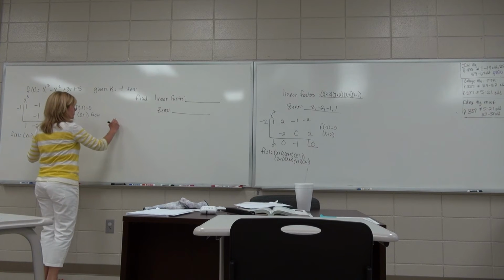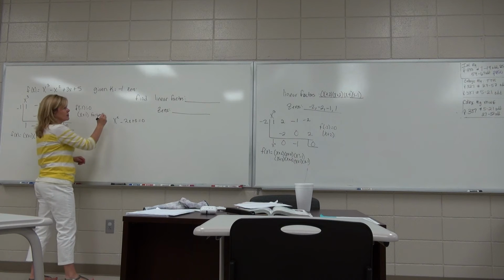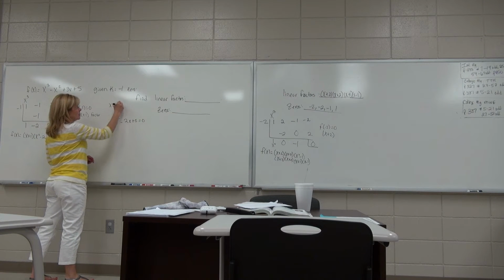times x squared minus 2x plus 5. How am I going to solve this equation?